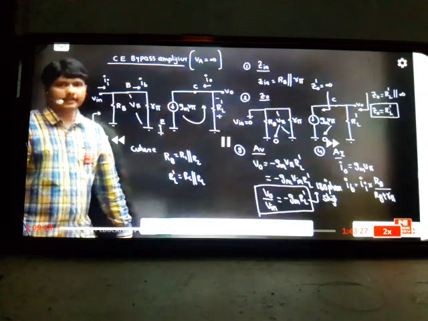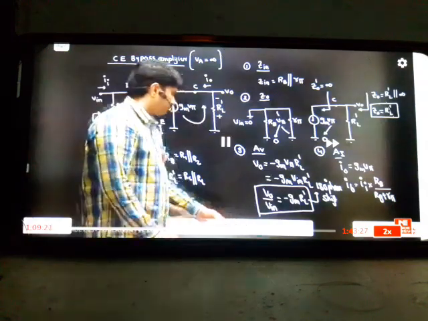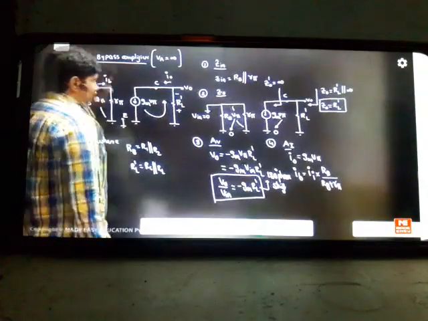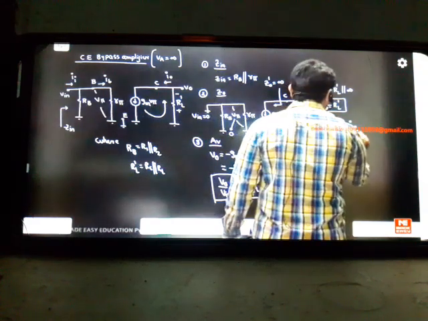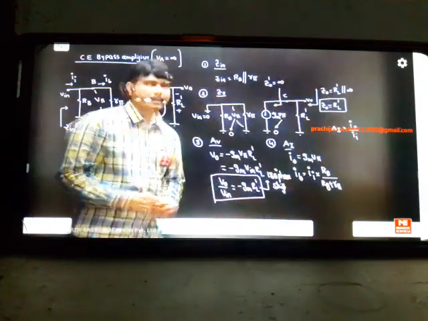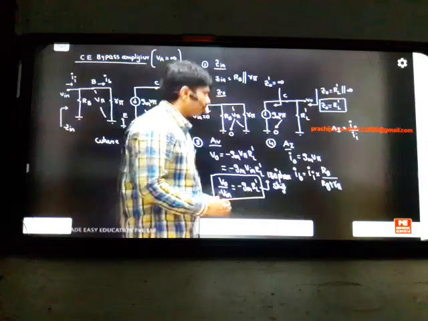Current division rule applied, IB to IA. But what is the current gain formula here? The current gain formula is AI is equal to I naught by II. Current gain is output current by input current. But we know II is nothing but this formula, you can write.